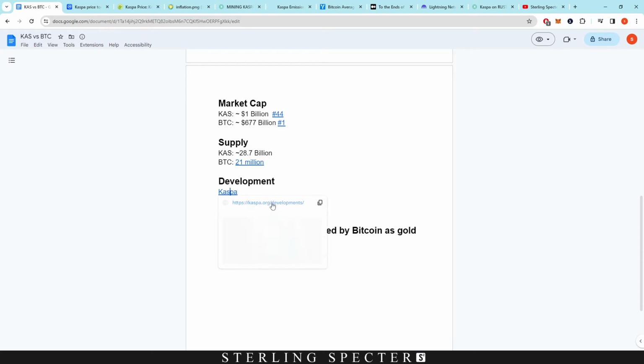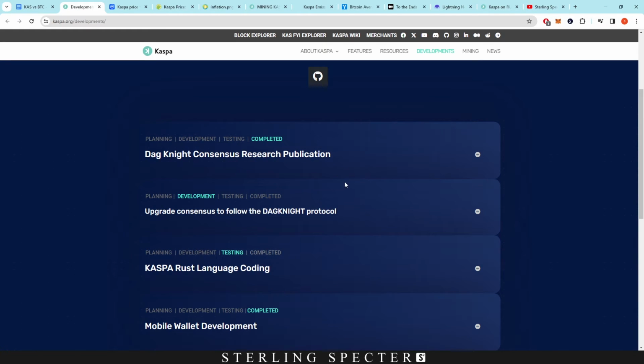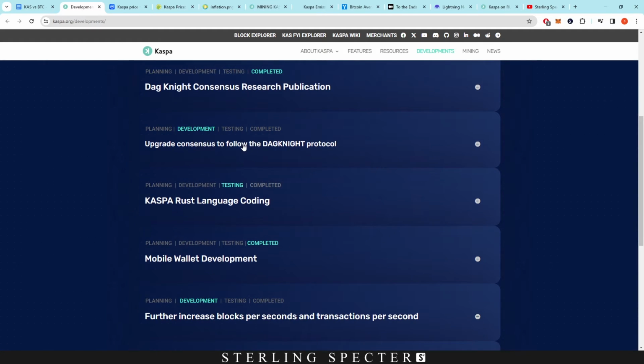In development for Kaspa coin, we have a bunch of things, as we can see here. There are a lot of things that are going to be in testing or development for a while. The Dagnite, the consensus to follow the Dagnite protocol, so this will come actually after the Kaspa Rust language for coding. So this is going to take the blocks per second from 1 block per second all the way up to 10 blocks per second at the minimum, 32 blocks, and then eventually, hopefully, 100 blocks per second, depending on the network. So they've got that all implemented, and that should be coming soon.